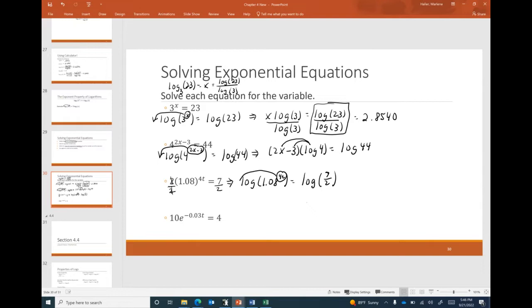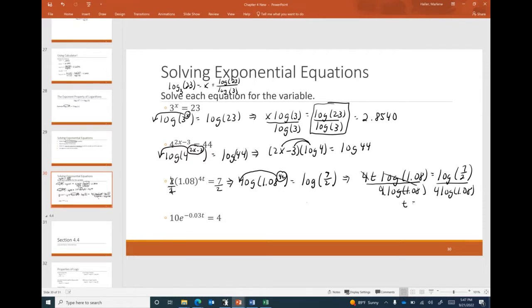I'm going to bring down that 4t. So then, let's do it over here. I have 4t times the log of 1.08 equal to common log of 7/2. Okay, all I want is t, so let me divide both sides by 4 times the log of 1.08. These 4s are dividing out. Now I'm left with t.